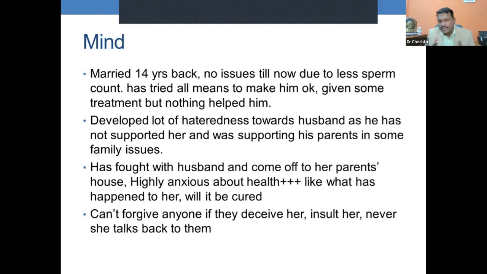When I asked, now you have come out of the husband's house, can you forgive him for what he has done, and can you go back to him? She said, no, I can never forgive him. That was the level of hatred. She never wanted to go back. She could also never forgive anybody if somebody deceives or insults her. That was the reaction she showed to people. And she never spoke back to the people who had hurt or deceived her. You can take this into consideration.